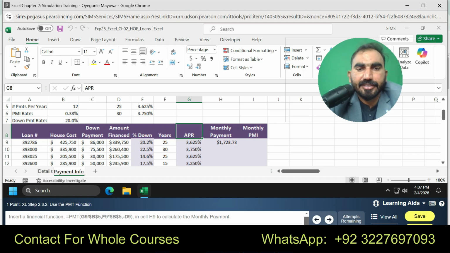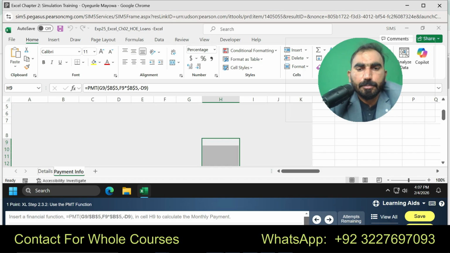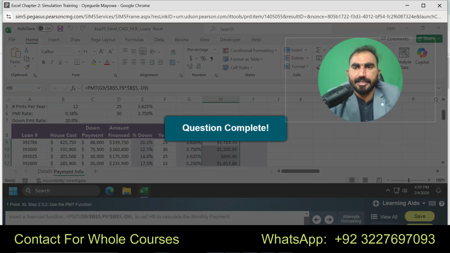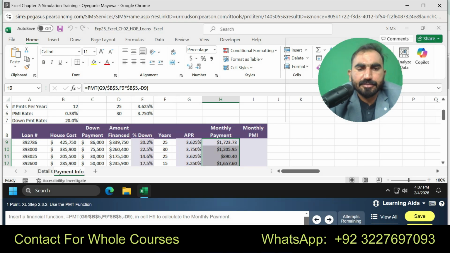Here you can see I have inserted a function and found the values. Now I am going to copy the function. I have completed this modification. Now I am going to move to my next step.